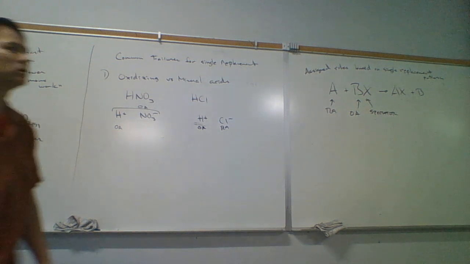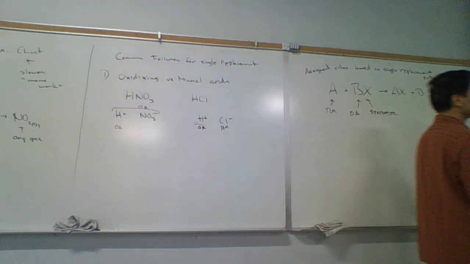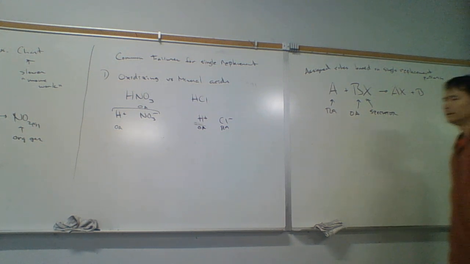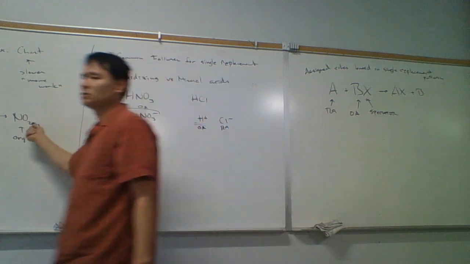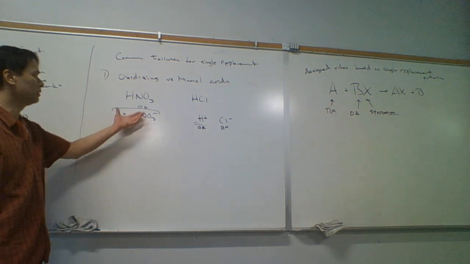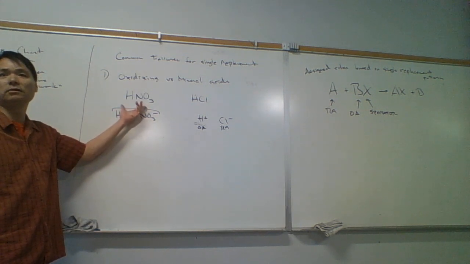Anyway, this is a component of smog. So sometimes you'll see a red-orange layer when you're looking out in LA. It's because of oxides of nitrogen. This is why when you go get a car smog, they check for oxides of nitrogen. Oxides of nitrogen produces orange gas, NO2, nitrogen dioxide. All right, so that's a common failure. So whenever we're dealing with an oxidizing acid, we've got to watch out.